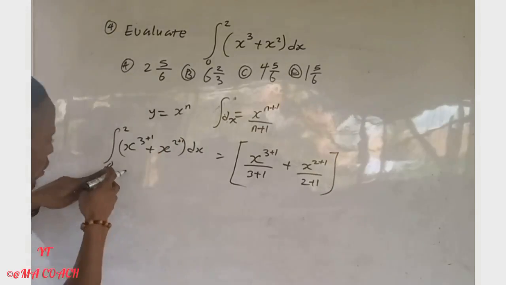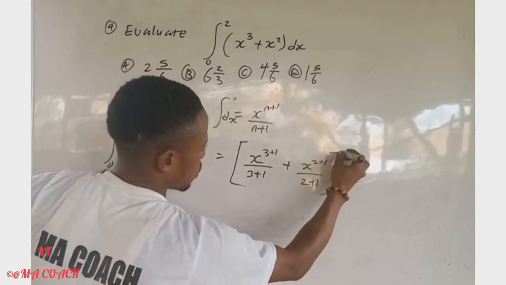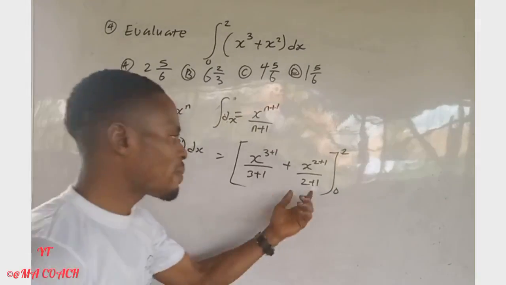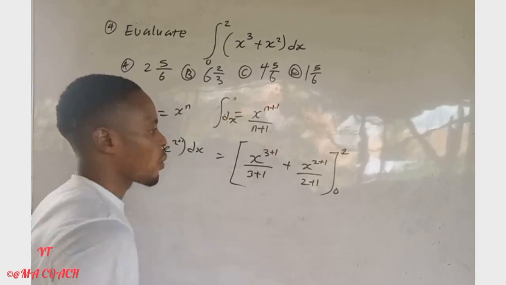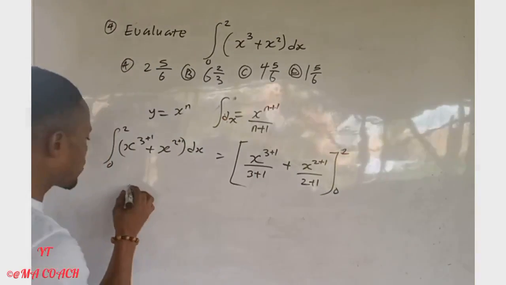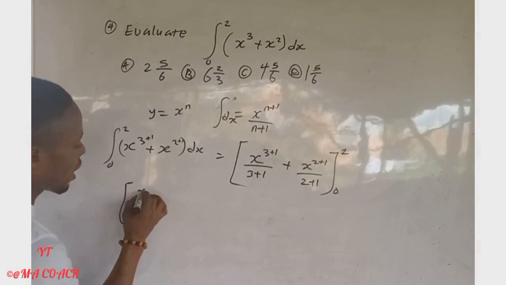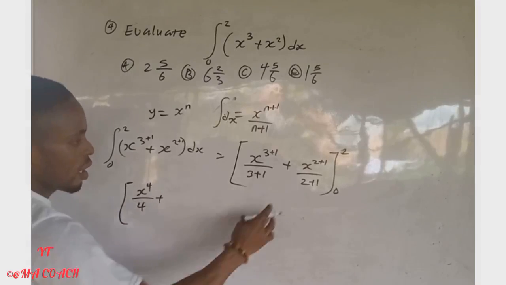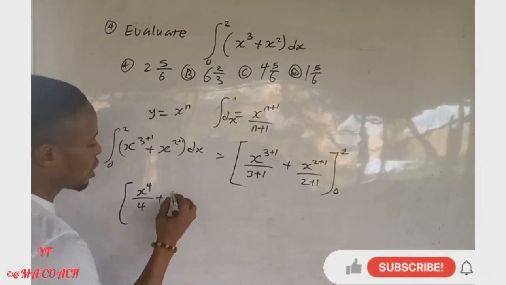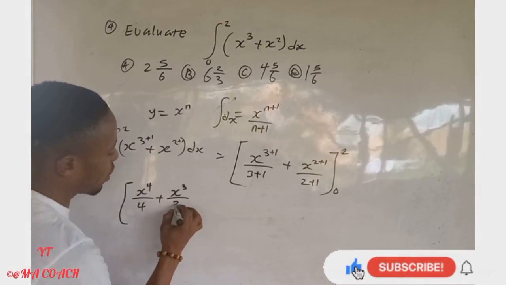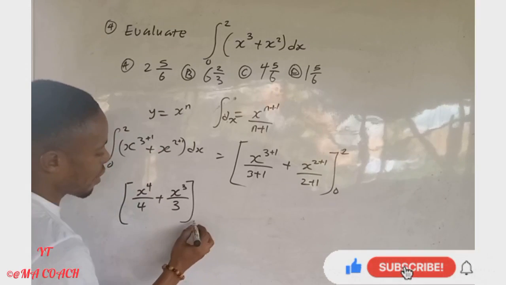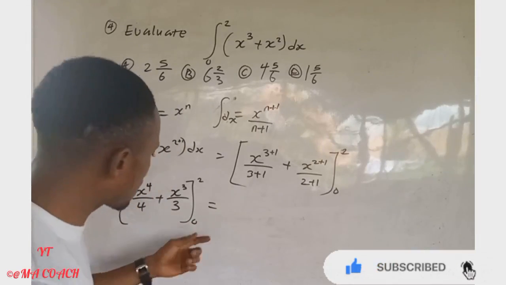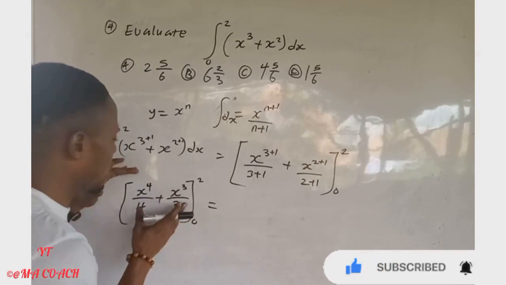Here the limits are 0 to 2. Now 3 + 1 is 4, so we have s^4 divided by 4, plus 2 + 1 is 3, so s^3 divided by 3, with limits 0 to 2. The next step is to put the limits into what we have here.